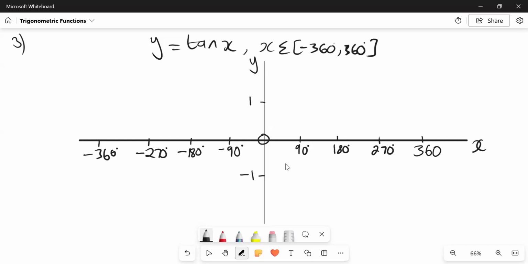Okay, so for us to draw the tan graph, then obviously we need to say tan 300, tan negative 360. That's just a 0. So you'll have a 0 there, right? But you know what? Let me just start with values minus 270, minus 90, 90, and 270.